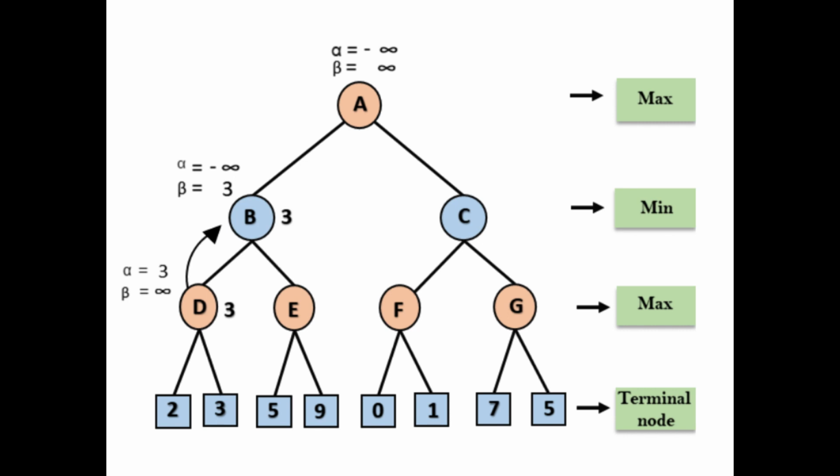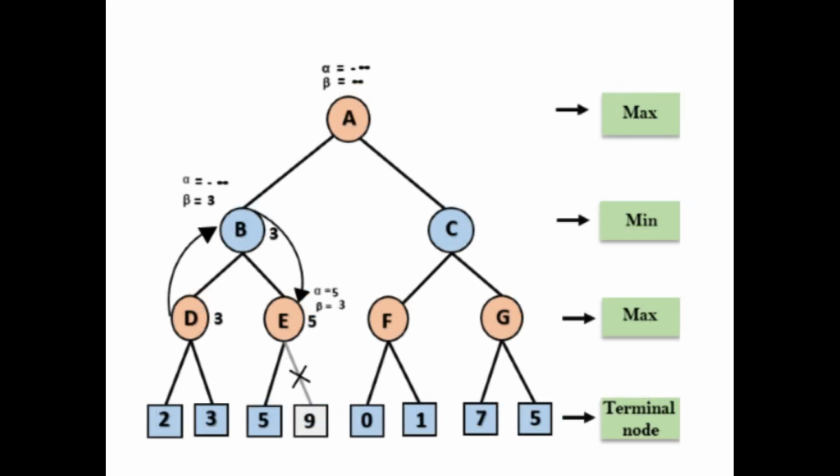In the next step, the algorithm traverses the next successor of node B, which is node E, and the values of alpha equals -infinity and beta equals 3 will also be passed. Step 4. At node E, max will take its turn, and the value of alpha will change.